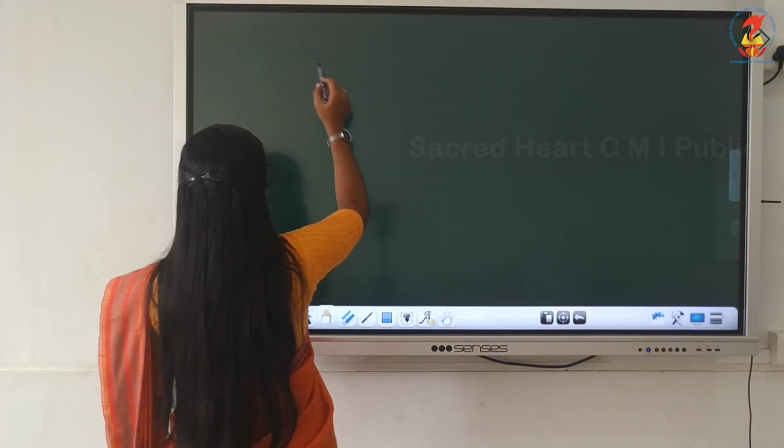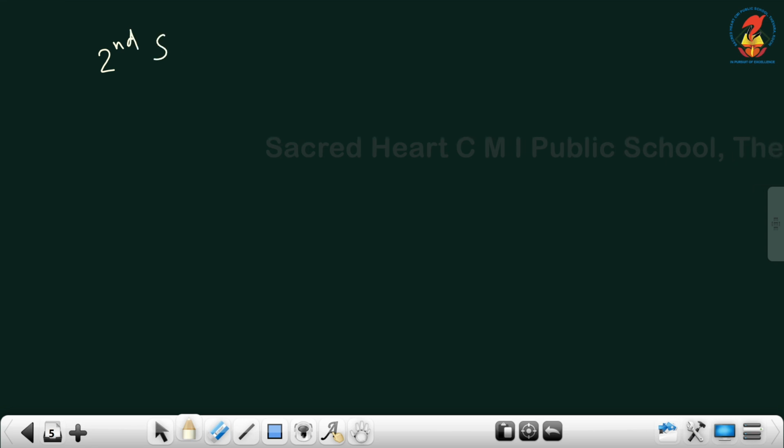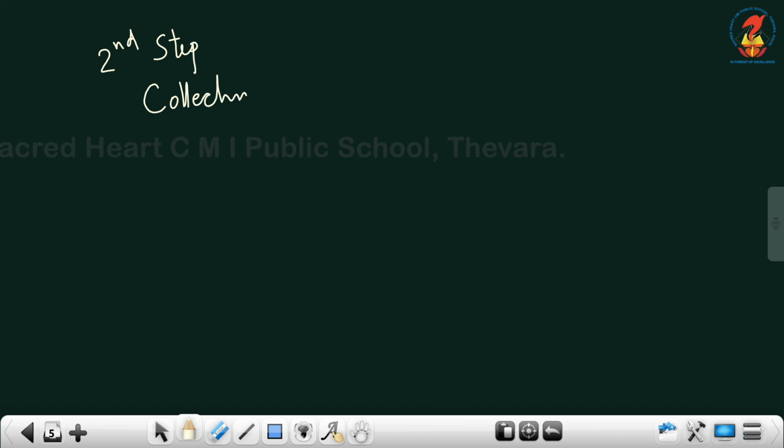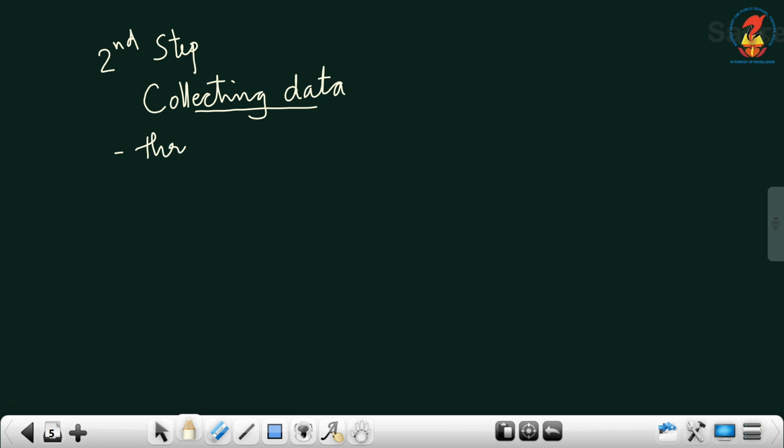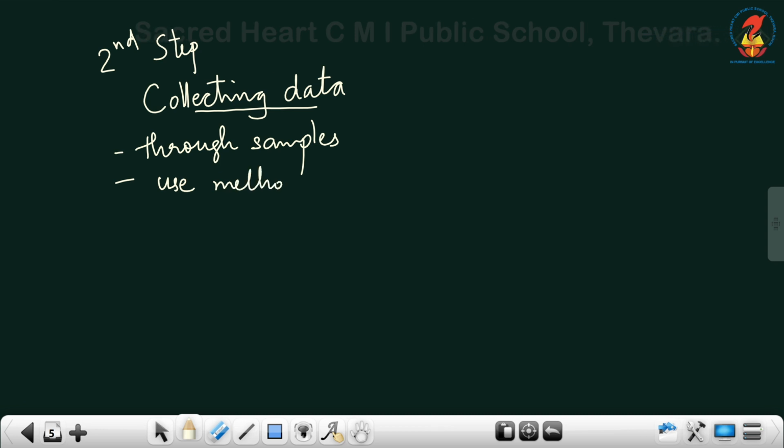collecting data. The second step is collecting data. Once you have conceptualized the problem in a scientific manner, with step by step description, now we are trying to collect the data through samples, using any methods of collecting data.